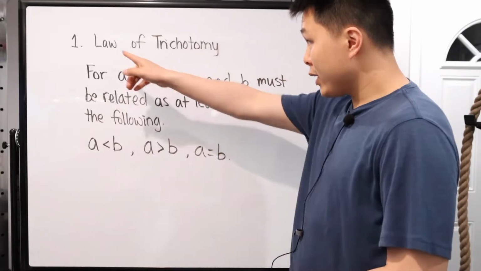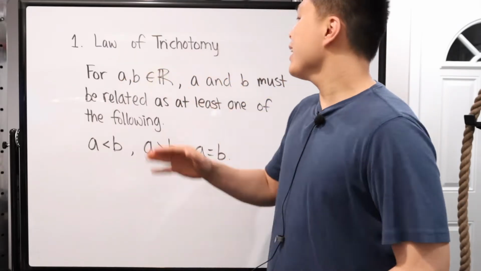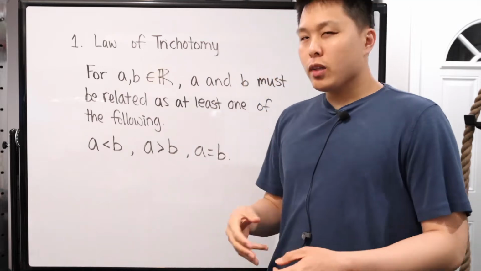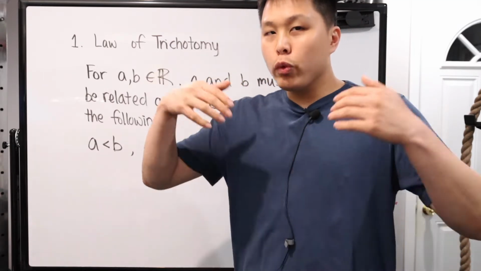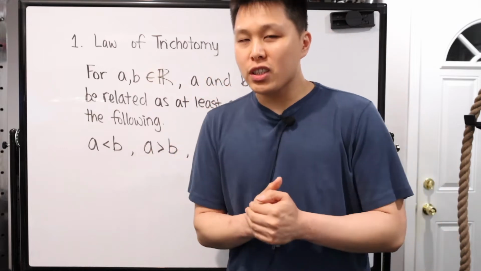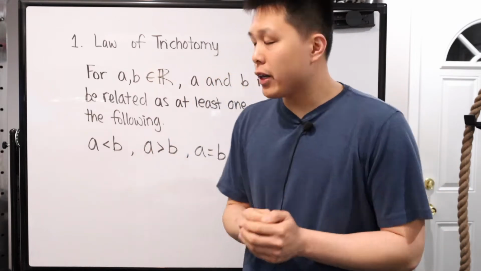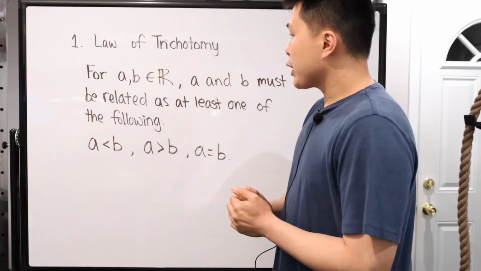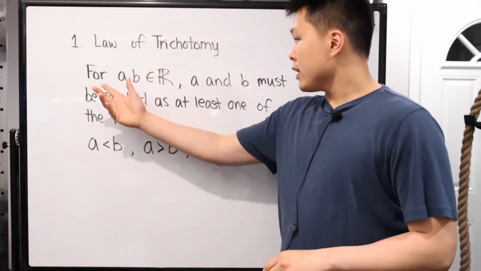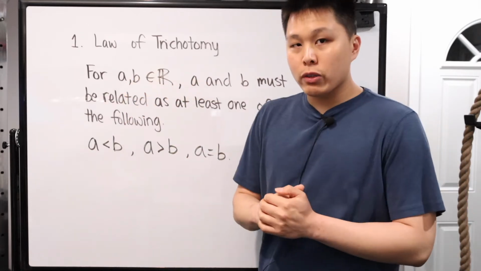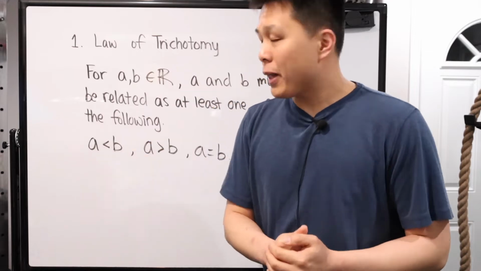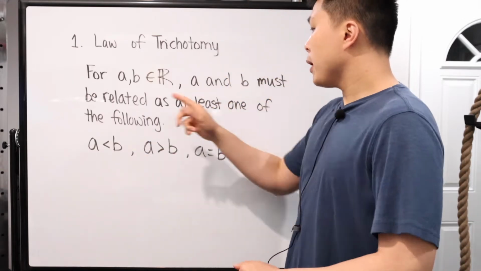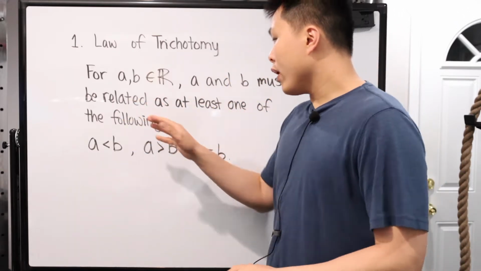All right, so the first one is this one right here, the law of trichotomy. Now, when we read it and understand it, yes, it's extremely obvious. We have it unconsciously ingrained, but never really think about it. The law of trichotomy is actually fairly simple. It's saying that for a and b as elements of the real numbers, basically any numbers we're normally working with minus the complex numbers, a and b must be related as at least one of the following.